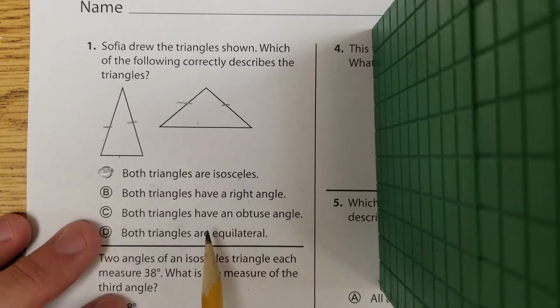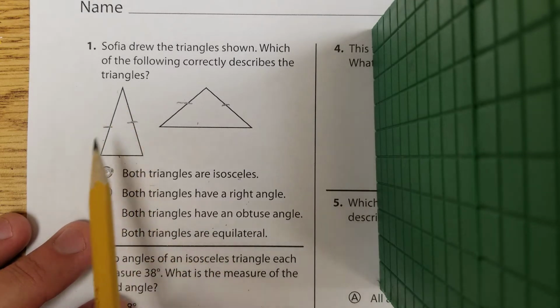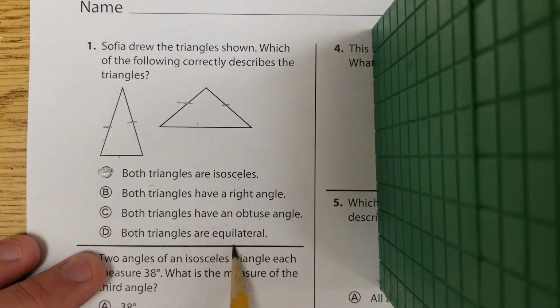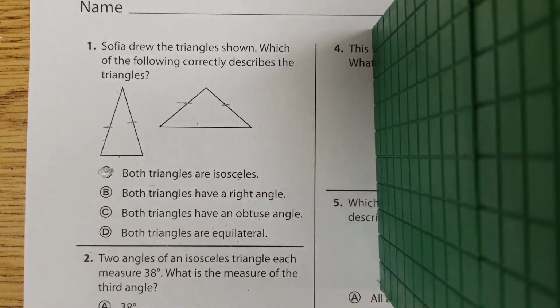No, they do not. Both triangles have an obtuse. This one is all acute angles, so there's no way they both have obtuse. Both triangles are equilateral. Equilateral means all three sides are equal. It's not that one either.